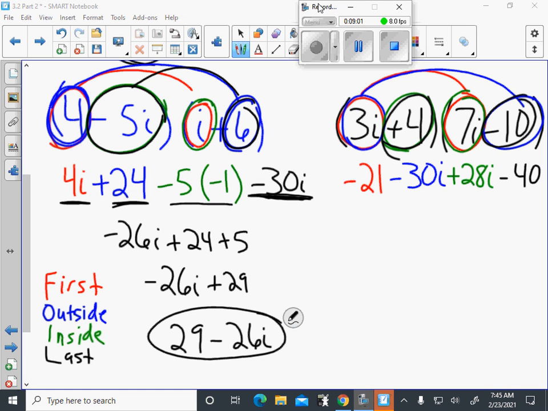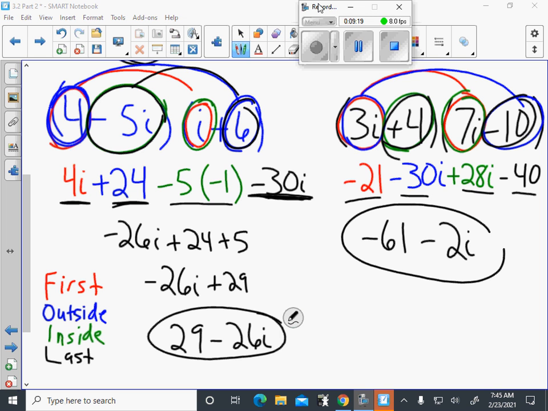Okay, now simplify. Alright, I have negative 21, I have negative 40, which is negative 61. I have negative 30i and 28i, which is what, negative 2i? And the i is already in the back. So we're good.